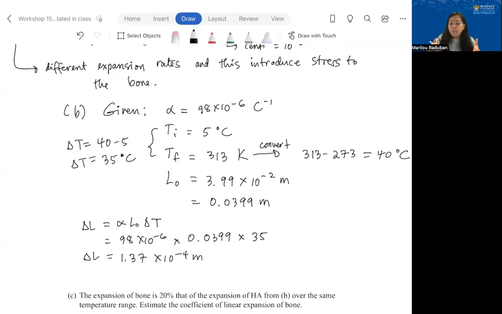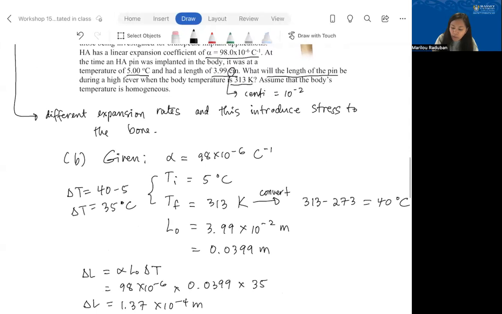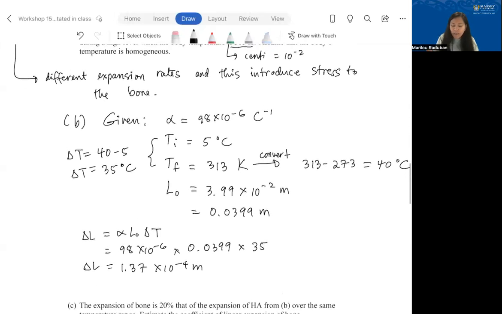Right. We are being asked for the final length. Actually, what will the length of the pin be during the high fever? So we are being asked for the final length instead of the change in length. We know the temperature increased. That means the length would have increased, and the amount by which it increased is the change in length that we've calculated. So therefore, the final length will be the initial length plus whatever change in length is due to the change in temperature.